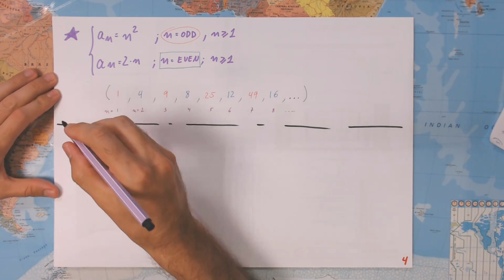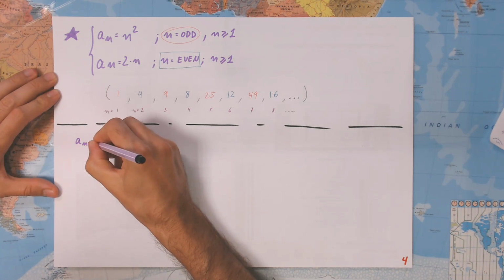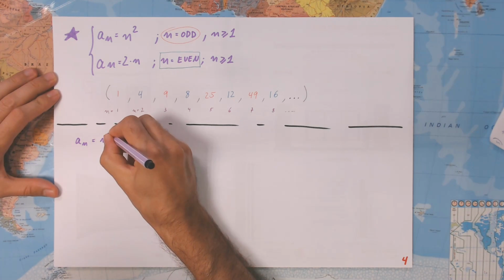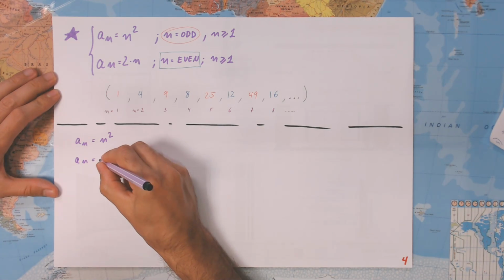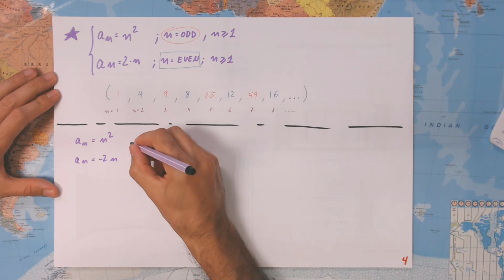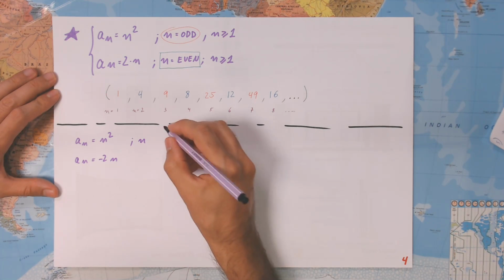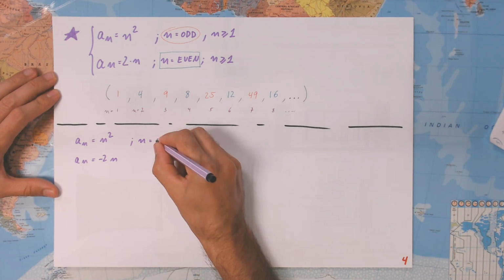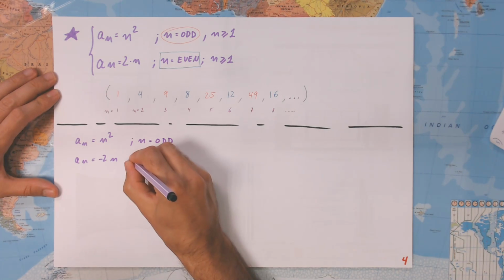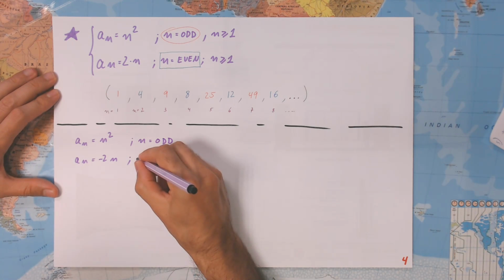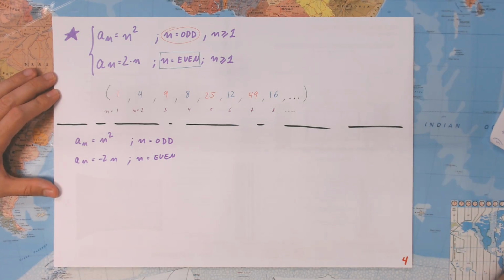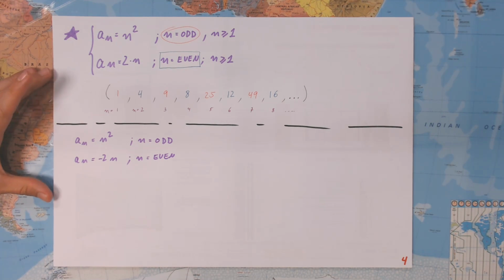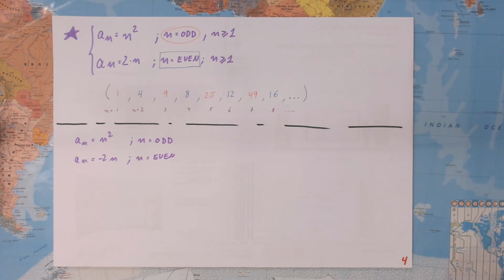Let's imagine the following sequence: a_n equals n squared and another a_n equals minus 2n. Let's suppose that the first is for n an odd number, the odd terms, and this one for the even ones. Again, just pause the video and think a little bit, okay?